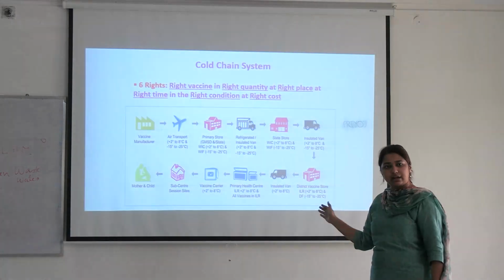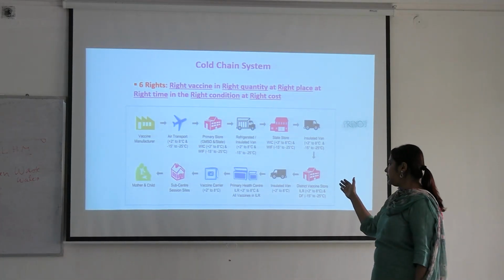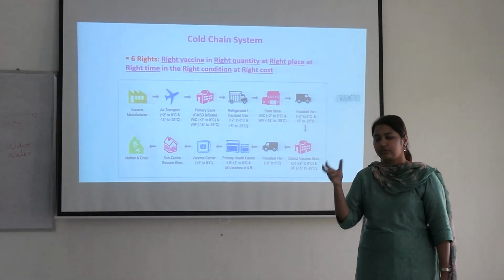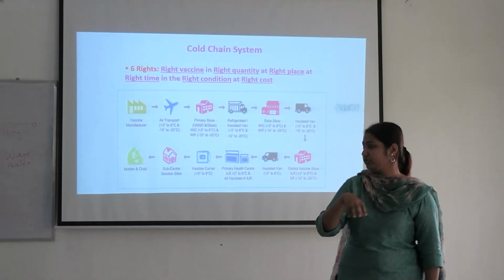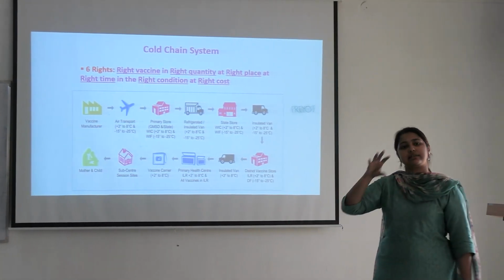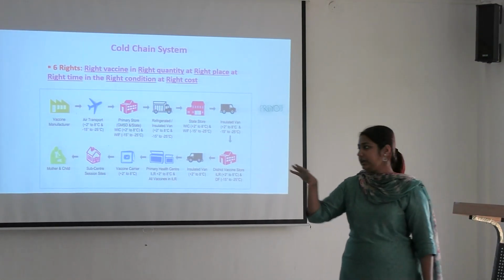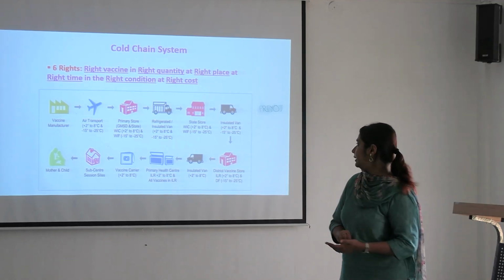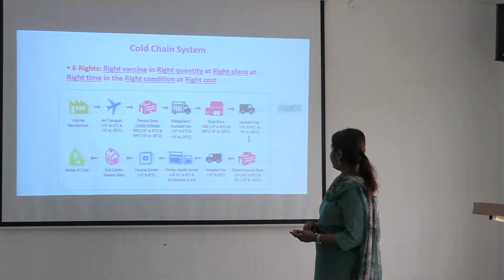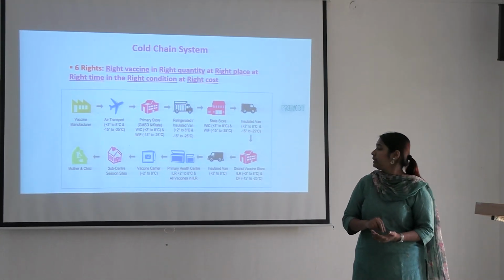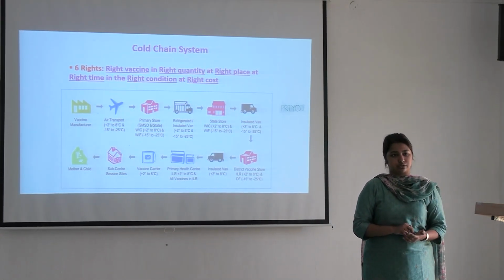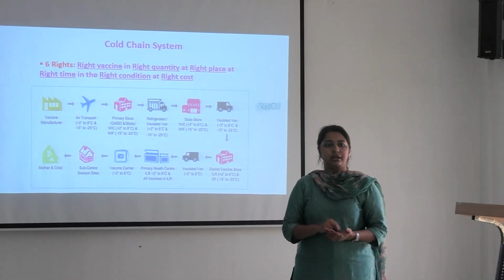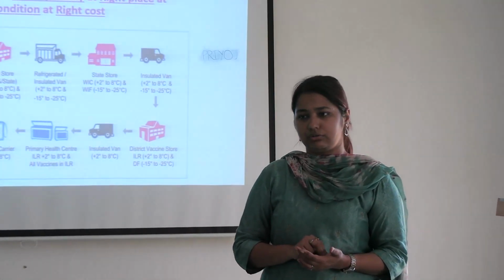It will go to a district vaccine store, from where the primary health sector, the vaccine carriers, and from there the vaccines are taken in the vaccine carrier to the subsector or the vaccination centers. There are 6 rights: right vaccine in right quantity, at right place, at right time, in right condition, and at right cost. All these things should be met, otherwise that thing cannot be incorporated into the vaccine schedule.